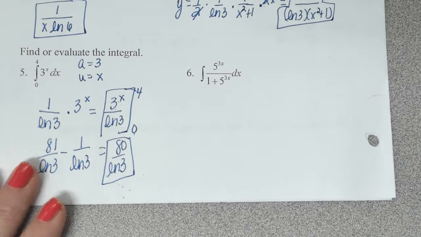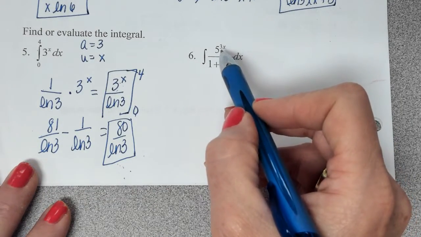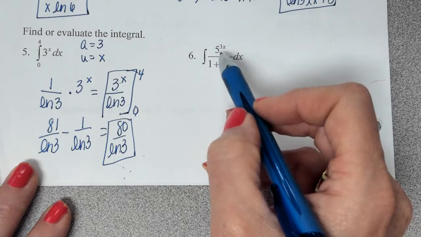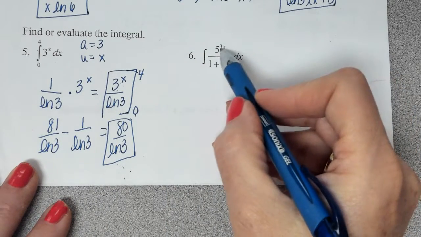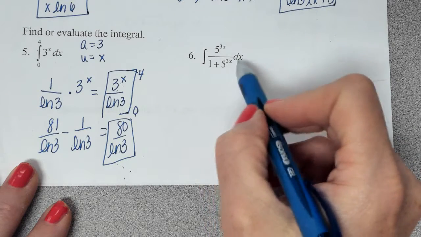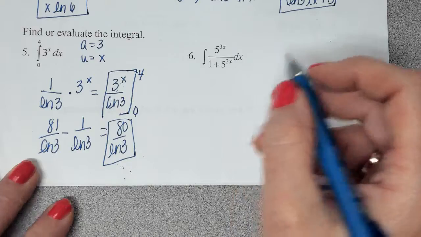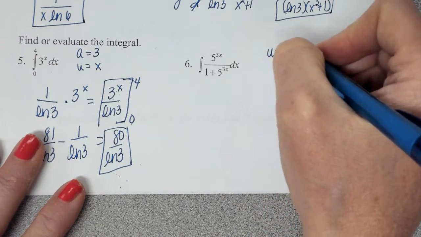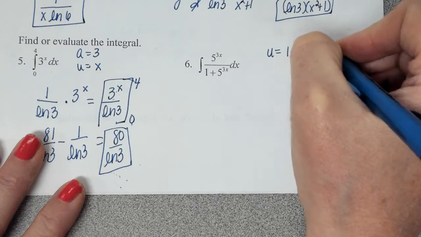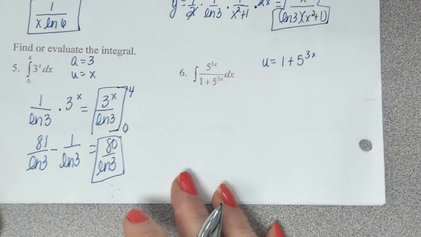Nope, we already said it can't be 3x. It's not going to get it done. The reason 3x isn't going to get it done is because I would still have a quotient. Just 5 to the 3x, that's better, but I still couldn't get rid of the denominator. Chad? 1 plus 5. Yeah. We have to do u equals 1 plus 5 to the 3x. You need to let u equal the entire denominator.